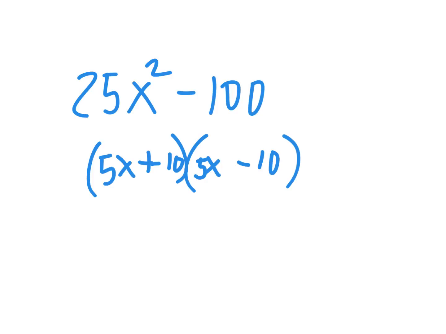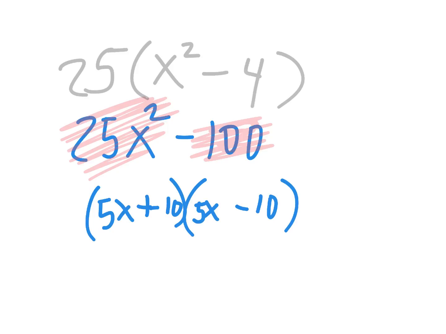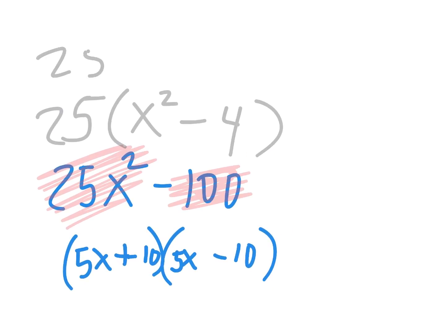Or there's this kind of kid who does this. 25 goes into both of these. I'm going to factor it out first. Which one's smarter? Well, obviously, the way I said it, it must be smarter to factor out the 25. Why? Because then your numbers become super small. x squared minus 4. And now anybody can factor that.